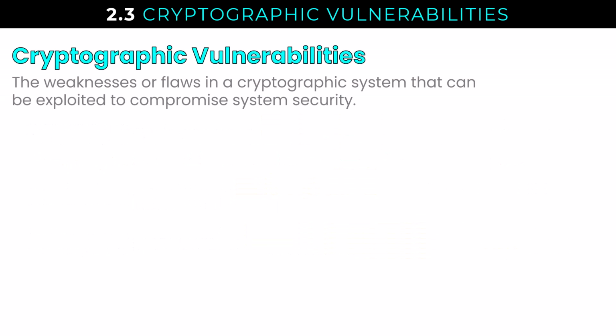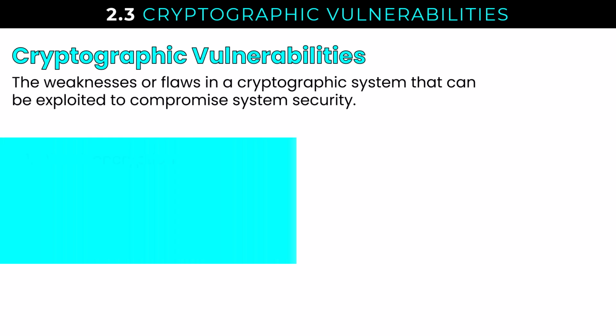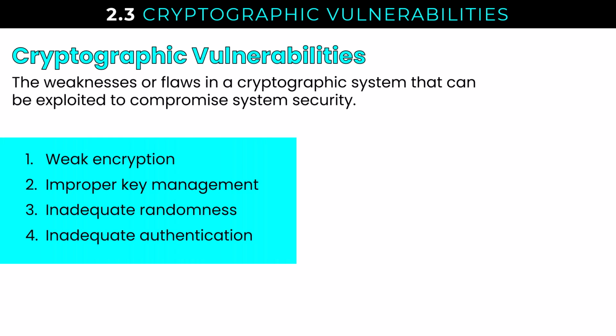Next up, we have cryptographic vulnerabilities. These are the weaknesses or flaws in a cryptographic system that can be exploited to compromise system security. This is another big topic we could spend hours on. I'm going to give you a few examples here to give you some context of a range of areas of concern so you have some perspective for the exam.